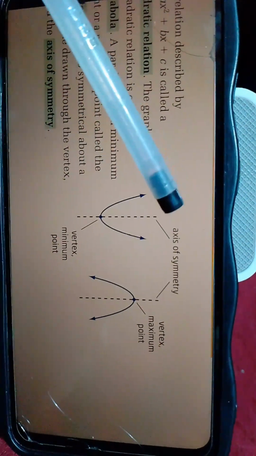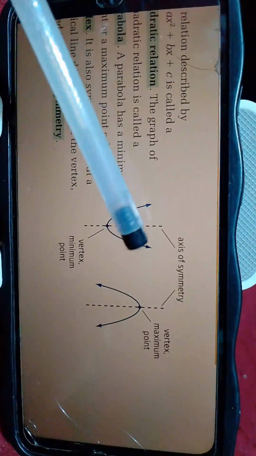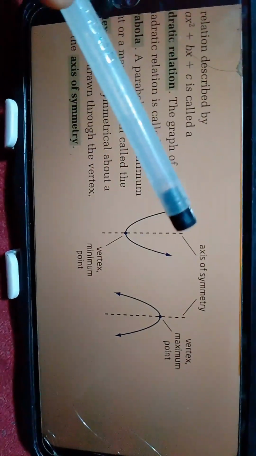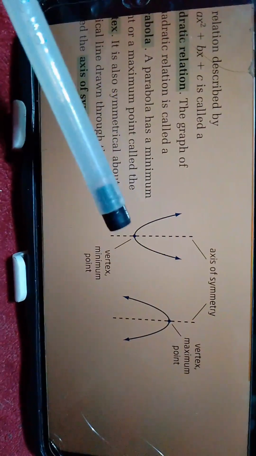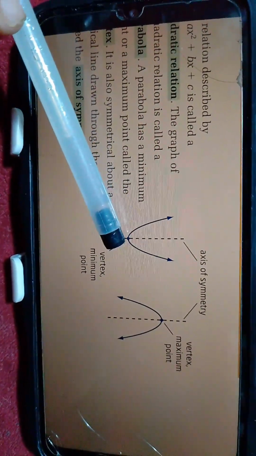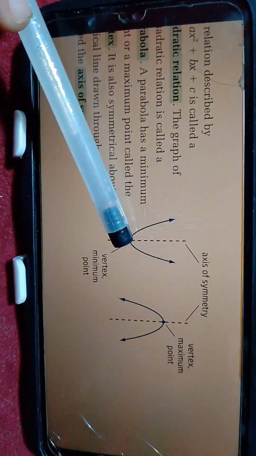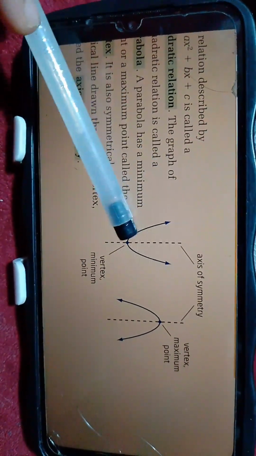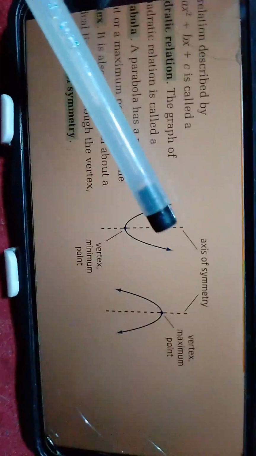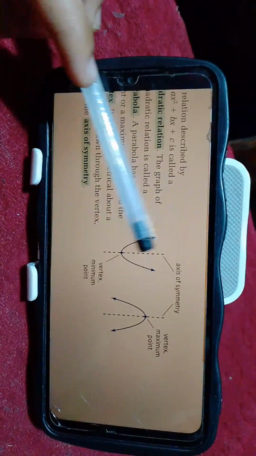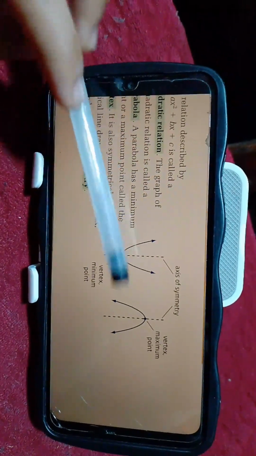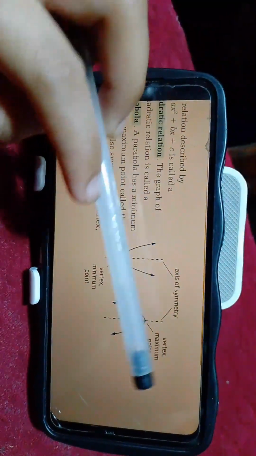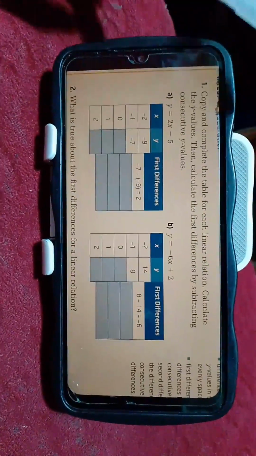There is a line that divides the parabola symmetrically. That line is called the axis of symmetry. The point located at the bottom is called the vertex, or the minimum point. A minimum point is located at the lowest point, while the maximum point is at the highest point of the parabola.